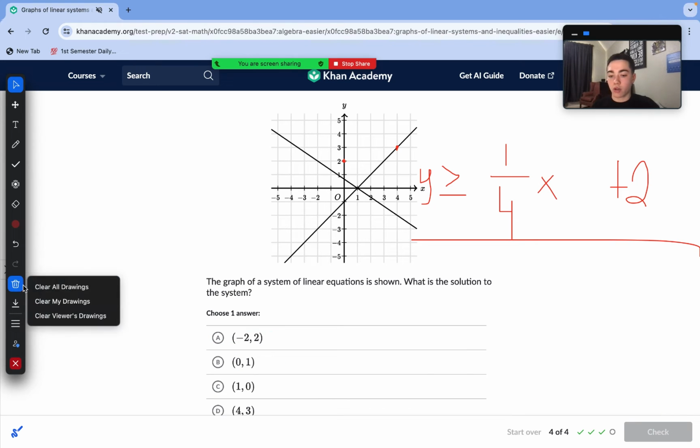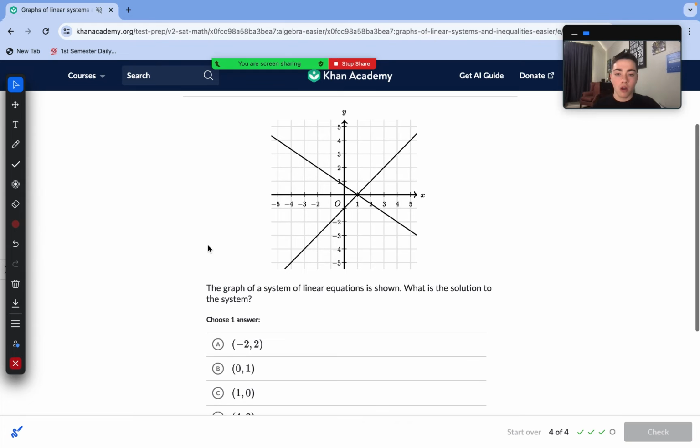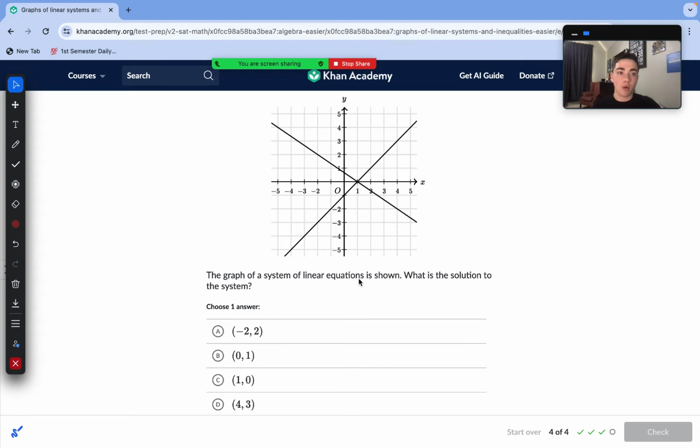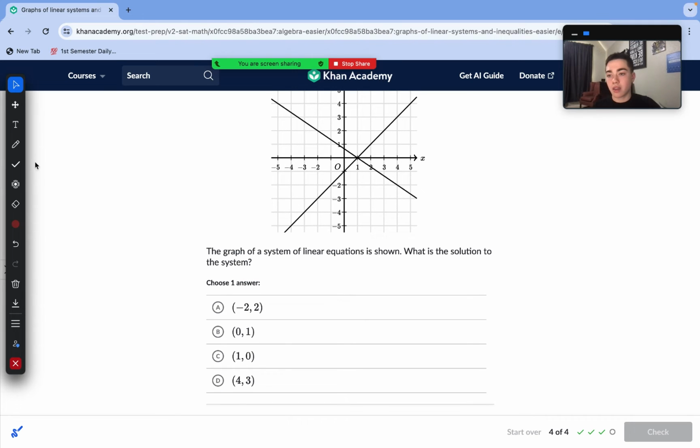On to our last question here, question number 4. The graph of systems of linear equations. We're not dealing with shading because there's no inequalities. What is the solution to the system? Solutions to systems of linear equations is only at the intersection point. So our intersection point is 1 comma 0, meaning 1 comma 0 is the solution to the system of linear equations. So that was our foundation skill.